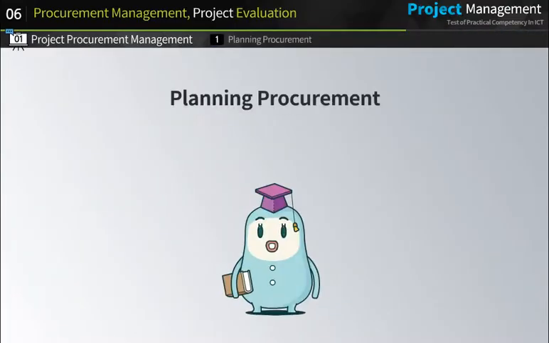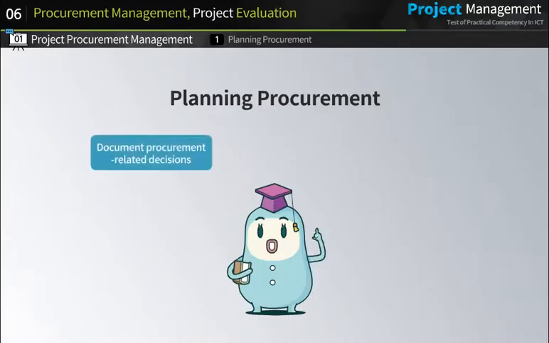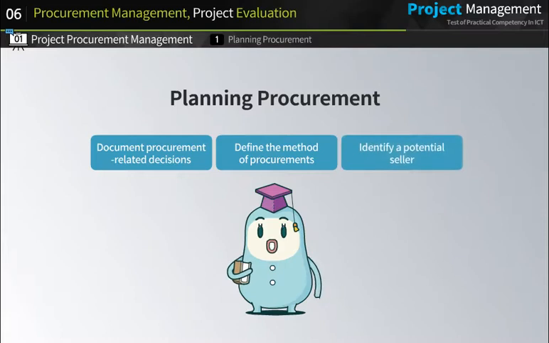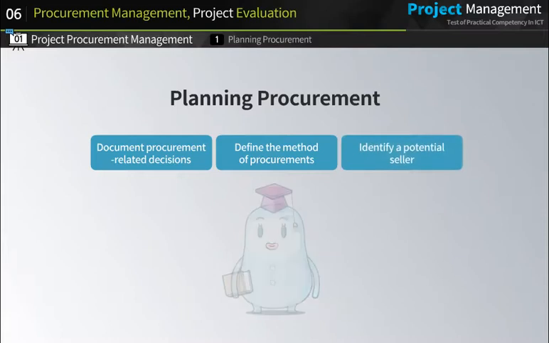First, let's take a look at the process of planning procurements. It is a set of activities to document the decisions made about procurements, to define the method of procurements, and to identify a potential seller.